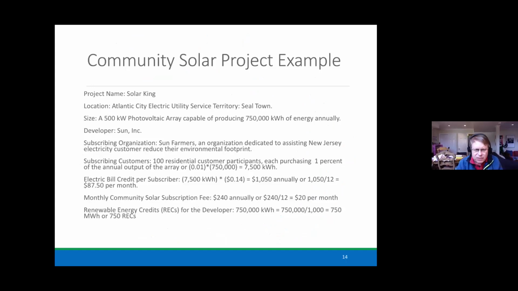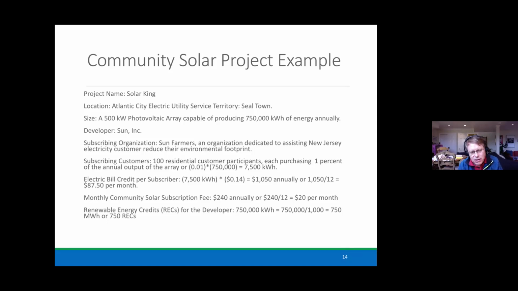And the idea of this location for this theoretical example is it's something that can be seen from the highway, so that if you wanted to go out and see your solar array in the community solar facility you subscribe to, you could tell your neighbors where to drive to it. You could go take pictures. And that's an important feature for many people. And in this case, it's a 500 kW photovoltaic array capable of producing 750,000 kilowatt hours of energy annually. And if you think about it, there's about 12,000 kilowatt hours of energy consumed by a single individual home. So you can imagine a lot of residential customers or a lot of business customers could subscribe to this array. The developer is aptly named Sun Inc.